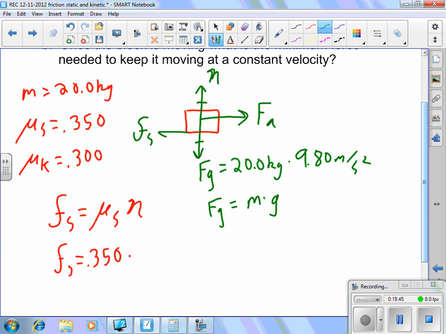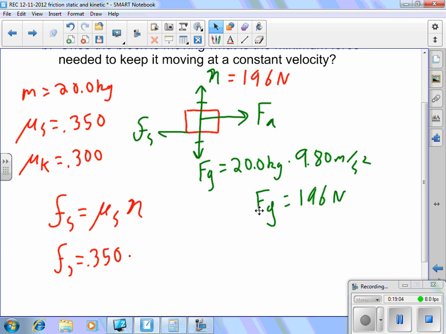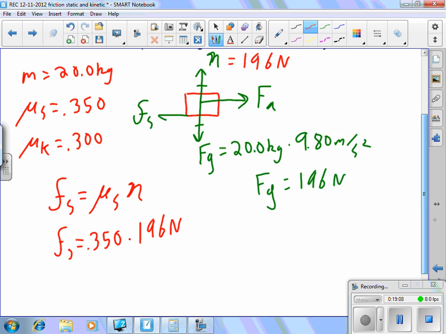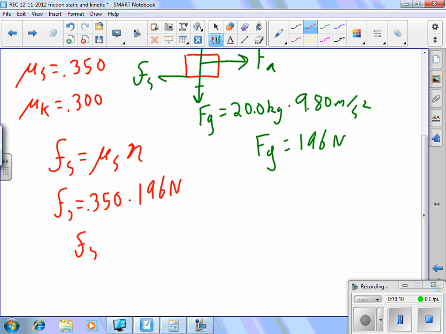When I do this, I find out that the force of gravity is 196 newtons. If the force of gravity is 196 and it is equally and oppositely opposed by the normal force, then the normal force is also 196. Which means I can put that 196 into my equation down here, and I can figure out what the force of static friction is for this object. And then all I have to do is apply anything greater than that. I find that the value is 68.6 newtons.